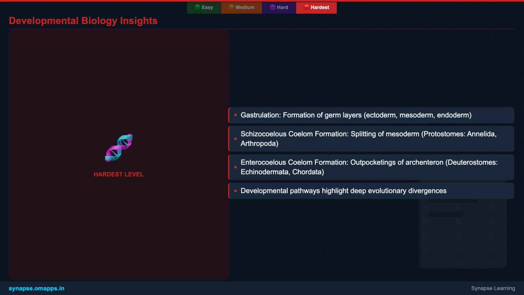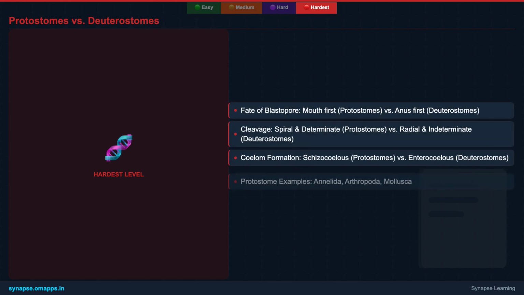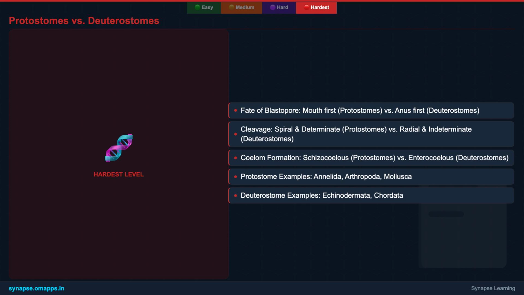In protostomes, like annelids and arthropods, the column forms by the splitting of mesoderm blocks, a process called schizocoelous development. In deuterostomes, such as echinoderms and chordates, the column arises from outpocketings of the primitive gut, known as enterocoelous formation. These differing developmental mechanisms provide strong evidence for the deep evolutionary splits within the bilateria and are key diagnostic features in advanced classification.